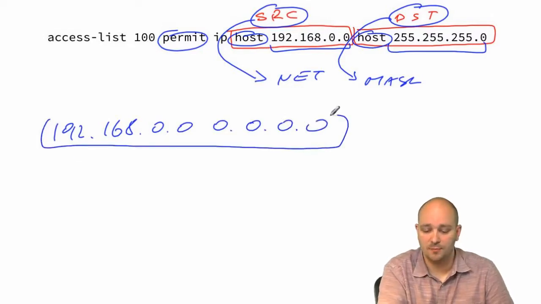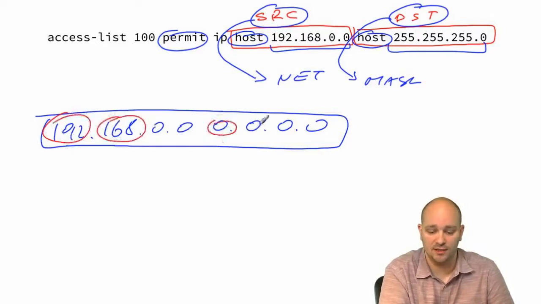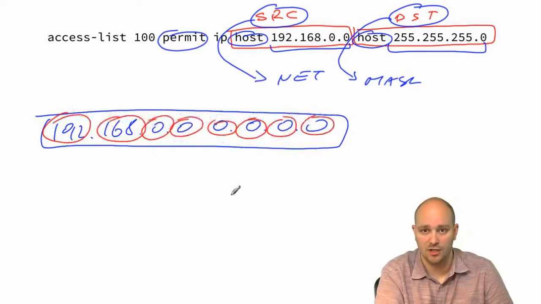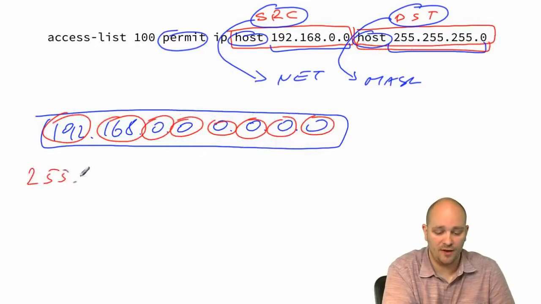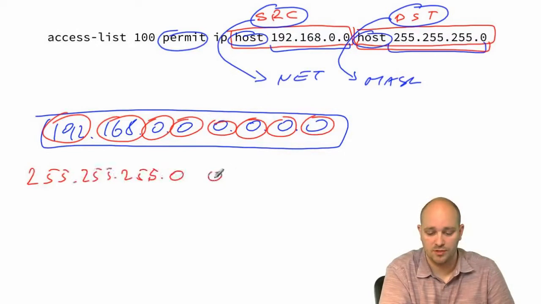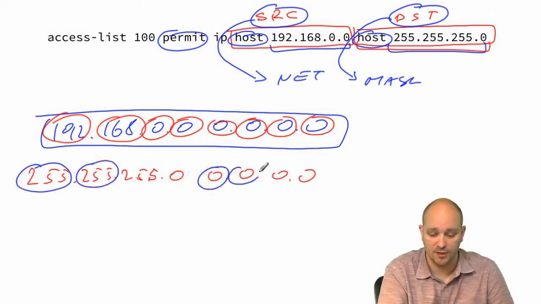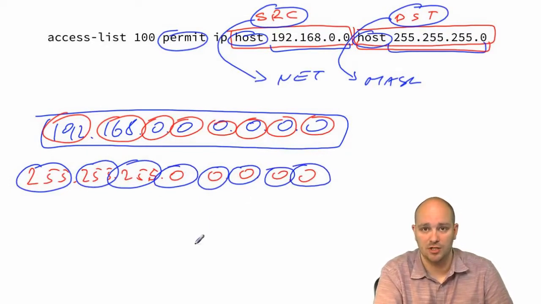Now this here simply means that this octet needs to match exactly, this octet needs to match exactly, this one needs to match exactly, and this one needs to match exactly. Same thing here when we write 255, 255, 255, 0, 0, 0, 0, 0. What we are really saying is that this octet here needs to match exactly, this one here needs to match exactly, this one here needs to match exactly, and this one here needs to match exactly.